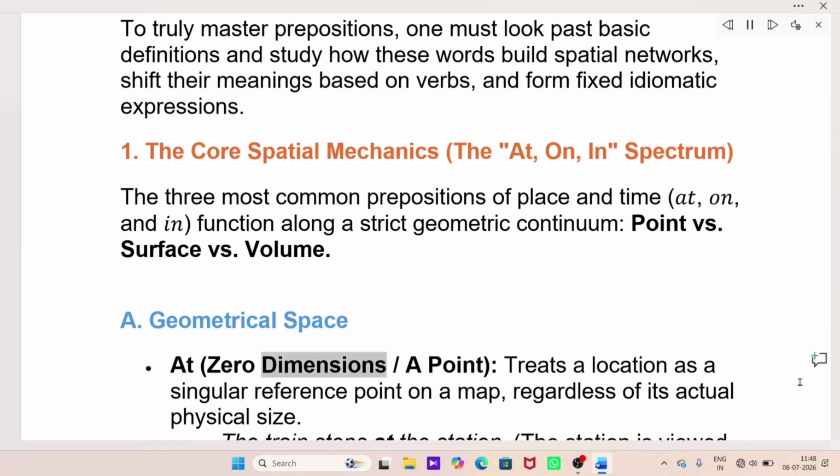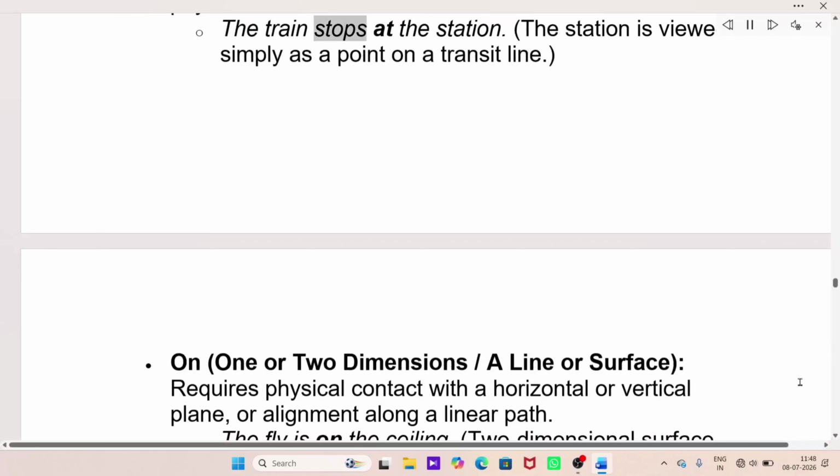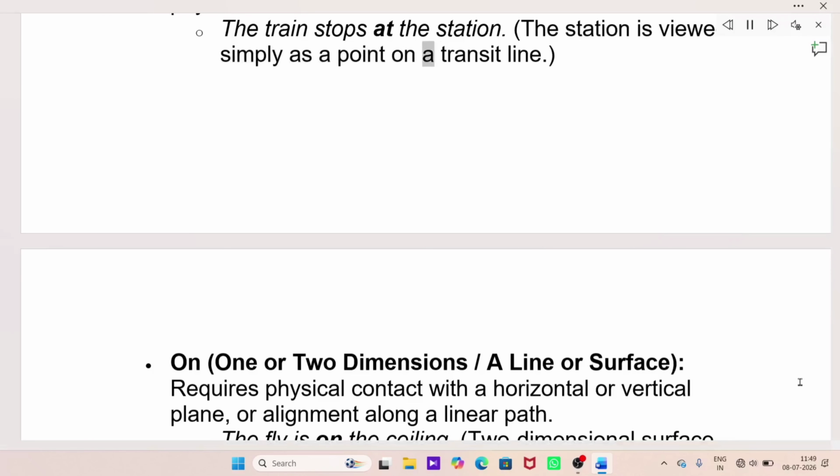At: 0 dimensions, a point. It treats a location as a singular reference point on a map, regardless of its actual physical size. The train stops at the station. The station is viewed simply as a point on a transit line.